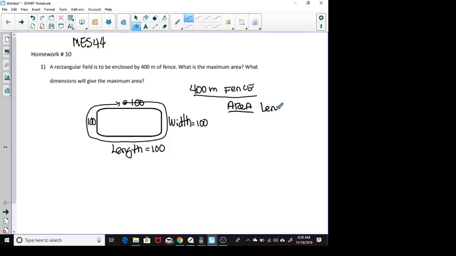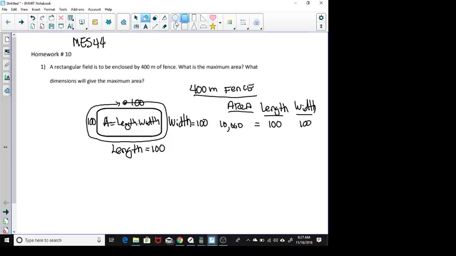What will be the area of that particular one? If the length is 100 and the width is 100, what will be the area? To find the area, you need to multiply the length times the width. So it will be 10,000. I hope you know how to multiply 100 times 100. But could I do another rectangle? Yeah, Mr. Pineda, you can do another one.